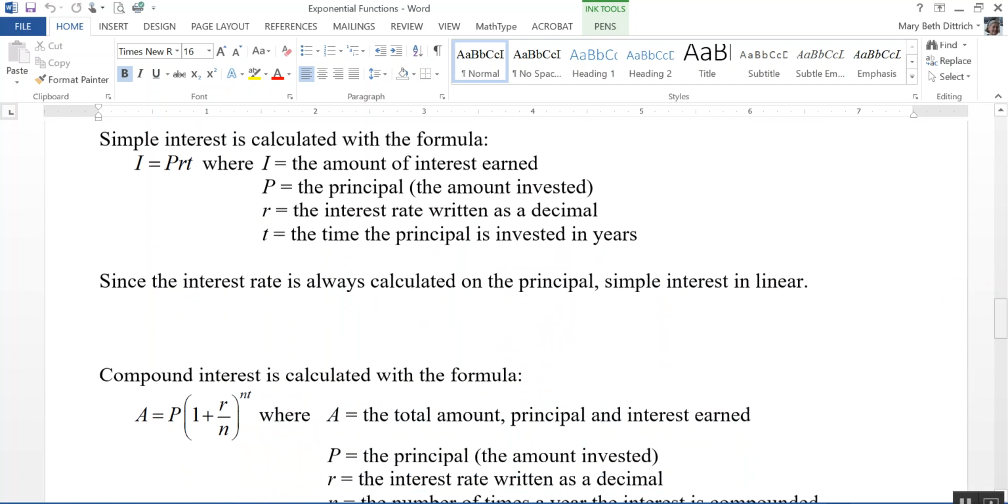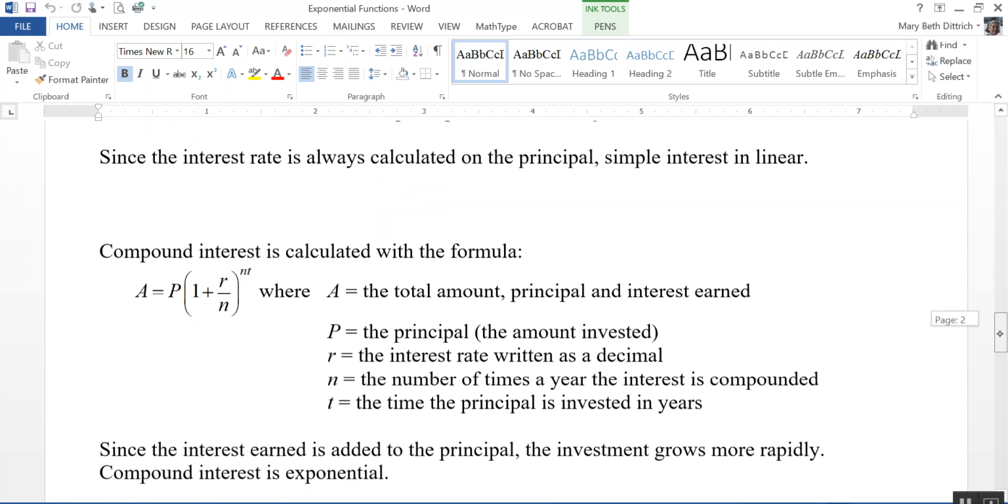Simple interest is calculated with the formula I equals PRT, where I is the amount of interest you earn, P is the principal, that is the amount of money you invested, R is the interest rate, written as a decimal, and T is the time that you invest the principal in years. Since the interest rate is always calculated on the principal, simple interest is linear.